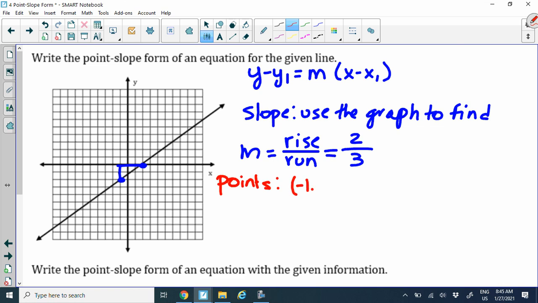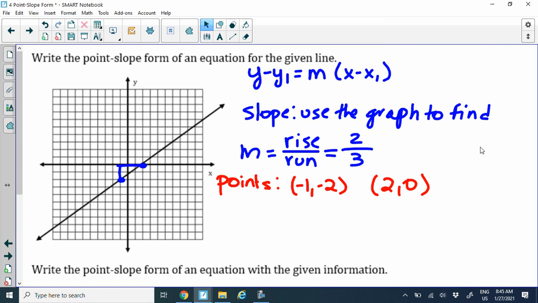are (-1, -2), and then we also have, it looks like, (2, 0). Now the good thing is you can use either point for your final answer. So, kind of writing this out, I'm going to show you both answers here.